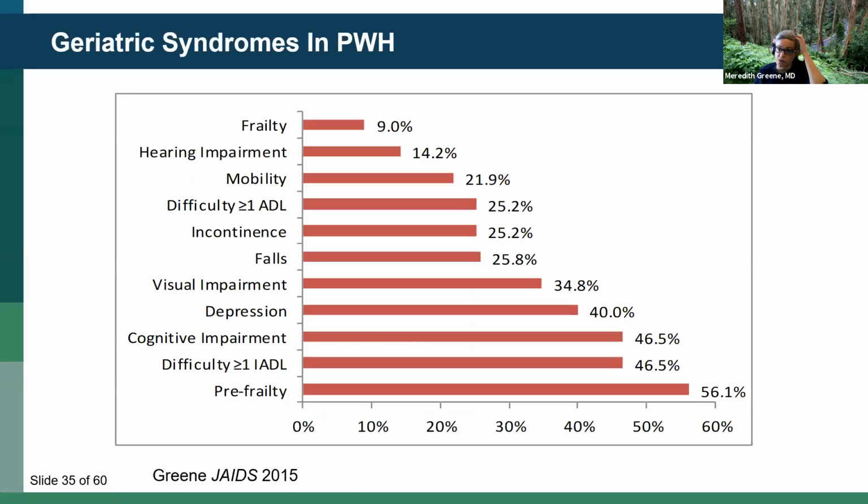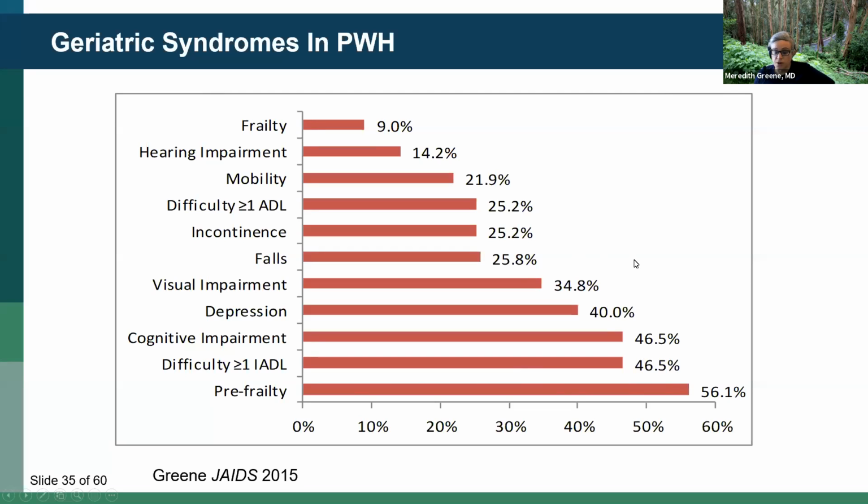So what do we know about geriatric syndromes in people with HIV? This is a study, now several years old, that we did in San Francisco in the SCOPE cohort, looking at geriatric syndromes. You can see that across the board, many of these syndromes and conditions were common. Falls occurred in 25%, an abnormal cognitive screen in almost 50%, difficulties with instrumental activities of daily living like managing medications in almost half, and pre-frailty in just over half of the population.